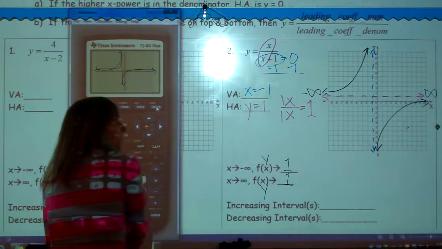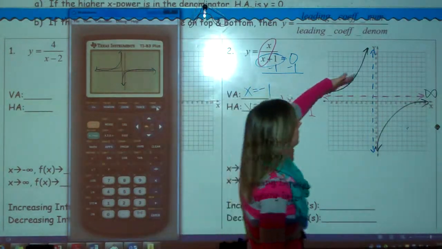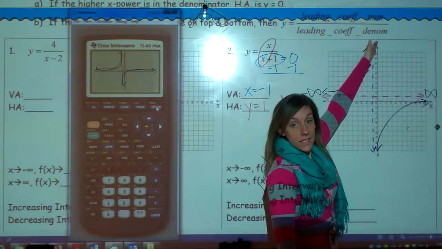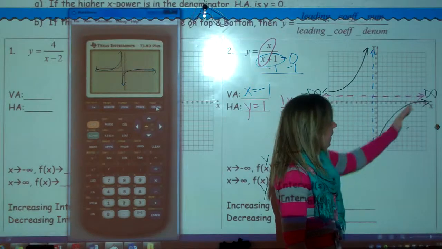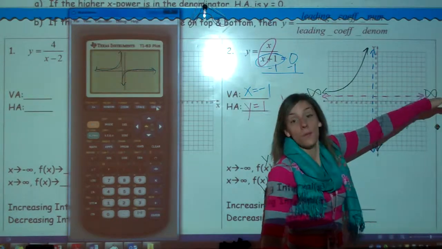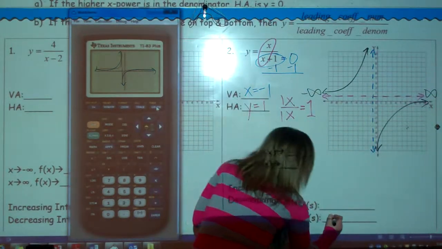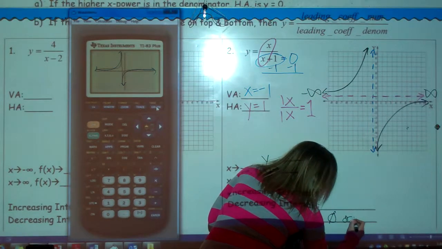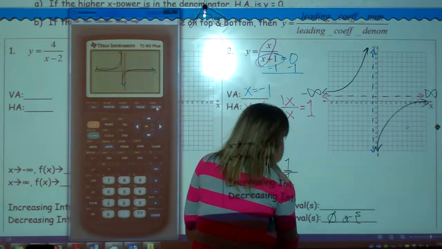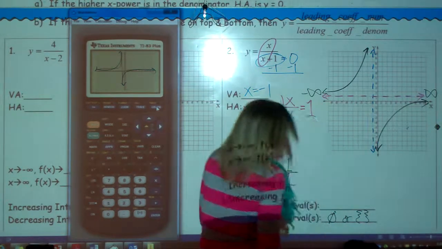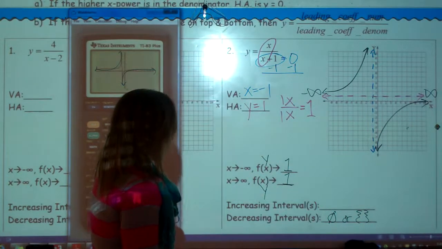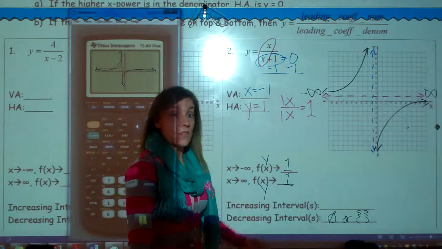All right, so then we do increase and decrease. Well, is this curve increasing or decreasing? It's increasing because it's going up. This is also increasing because as you go left to right, it's going up, okay? So there's no decreasing. Well, let's fix that. Okay, there's no decreasing, but there are two intervals of increasing.